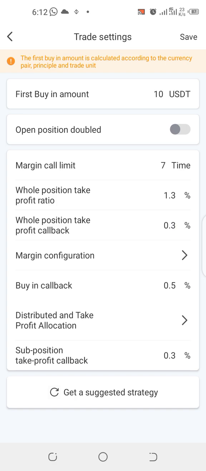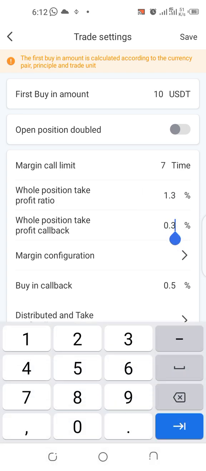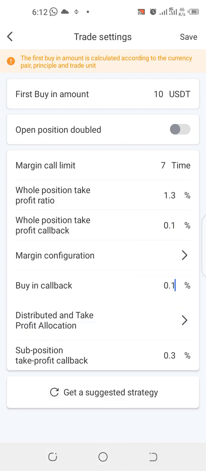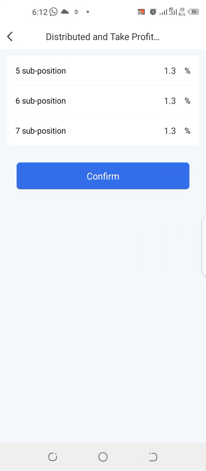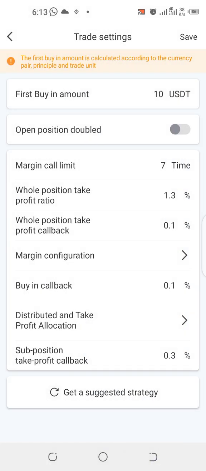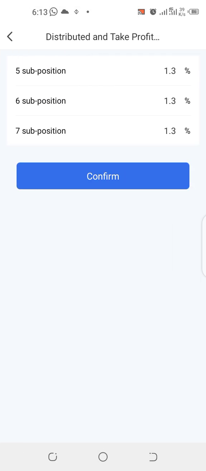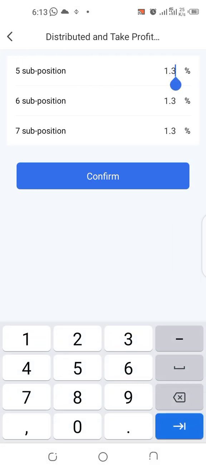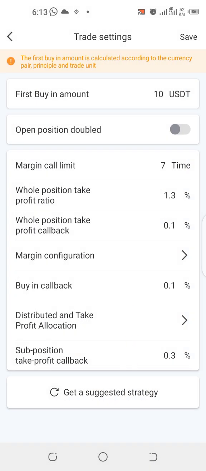Like I said, I usually prefer to use a lower callback, so I can maybe reduce this to 0.1 and 0.1. This has to do with sub-beam mode. It's at what percentage you should take profit on the 5th, 6th and 7th buys, because after the first 4 margin calls, it will start doing sub-beam mode and buying and selling at those low prices. So at what percentage should it sell each subsequent one? I can make it the same as whatever I used here for all profit take position ratio, or I can make it less or more, my choice.